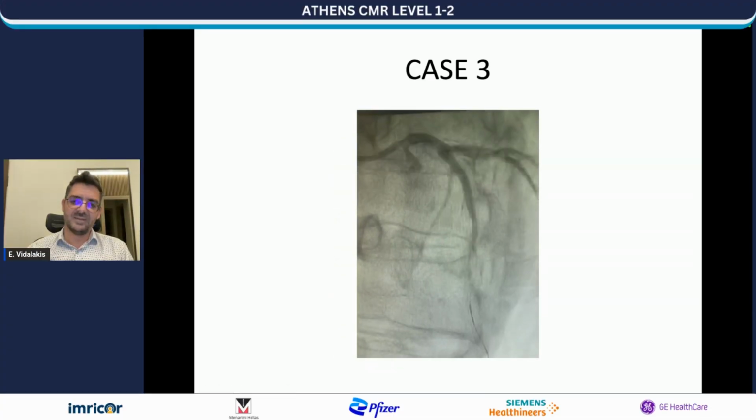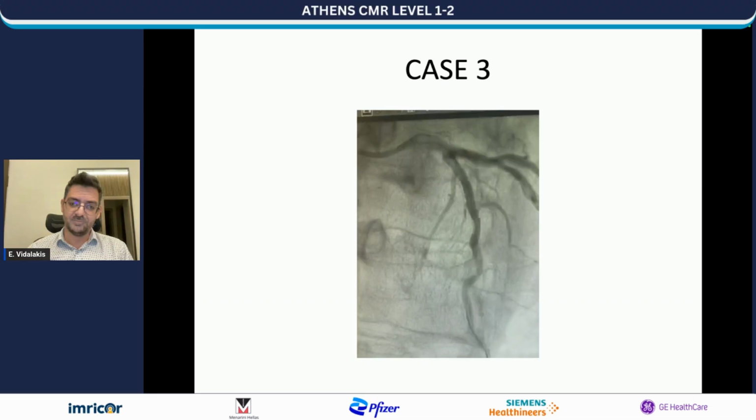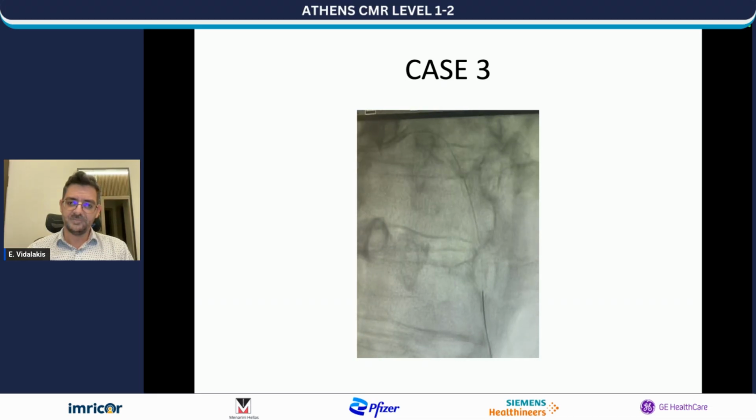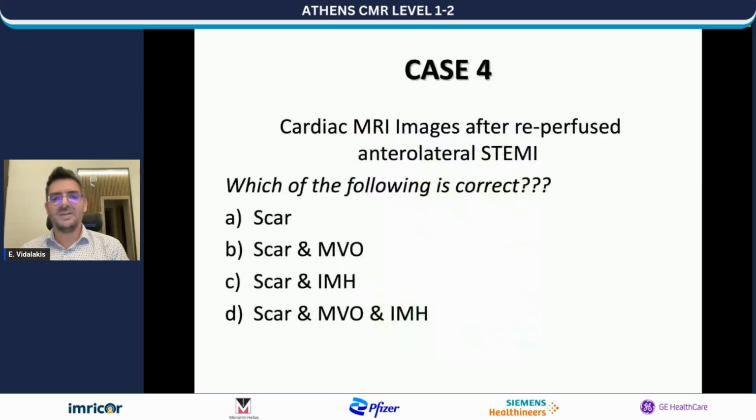And this is after the stent implantation. Let's go to the next case now. Here we perform a cardiac MRI just after acute STEMI, and we can assess if the patient has myocardial damage, who has only scar or has microvascular obstruction or intramyocardial hemorrhage.